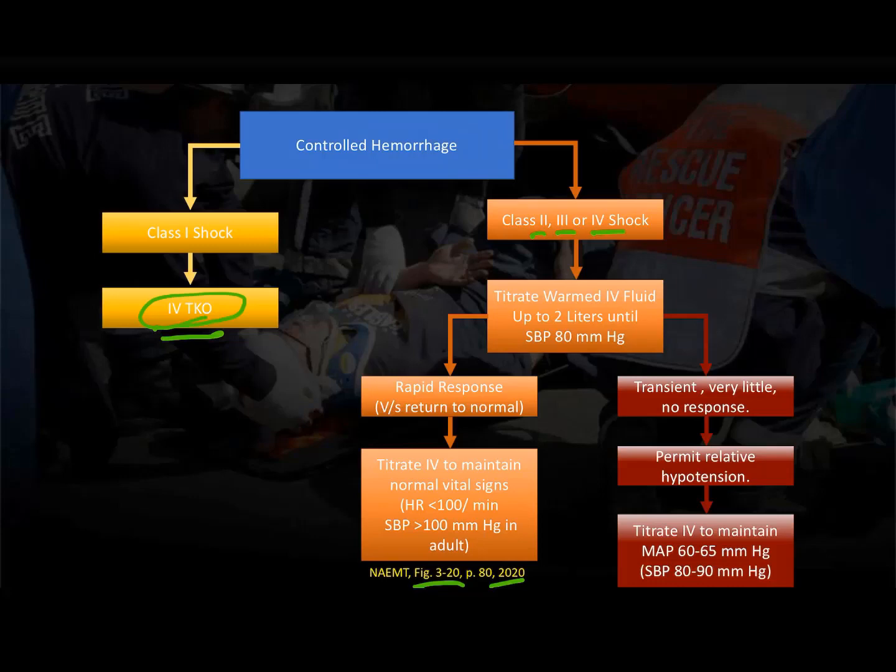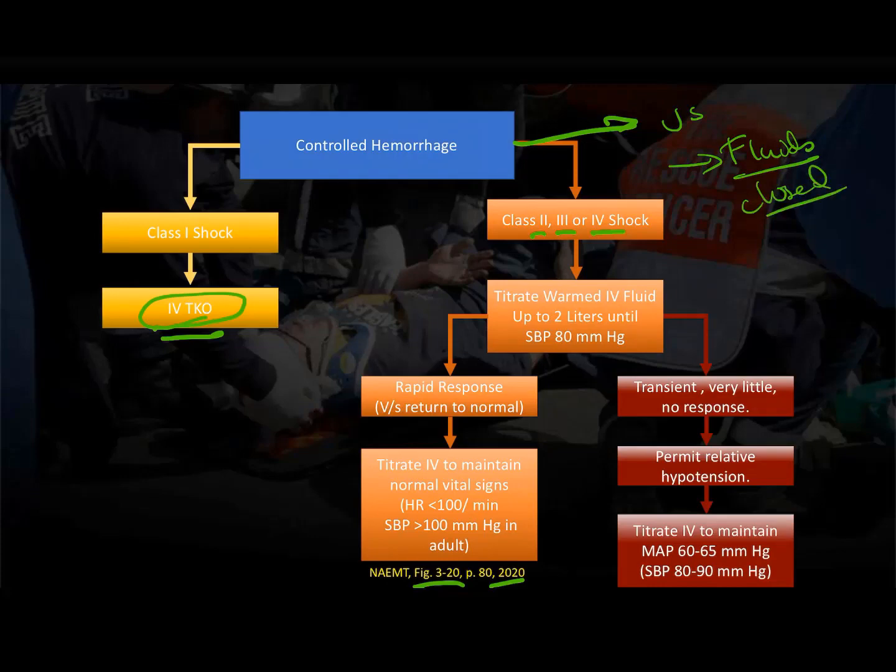Now, if the patient's in class 2, 3, or 4 shock, we do have to be very cautious, again, because we may not know whether or not they have an internal bleed at this point. We controlled external bleeding, so if that was the only injury they had, then controlling external bleeding should stabilize their vital signs. In fact, if we give them fluids, then they should only improve because the circuit is closed.